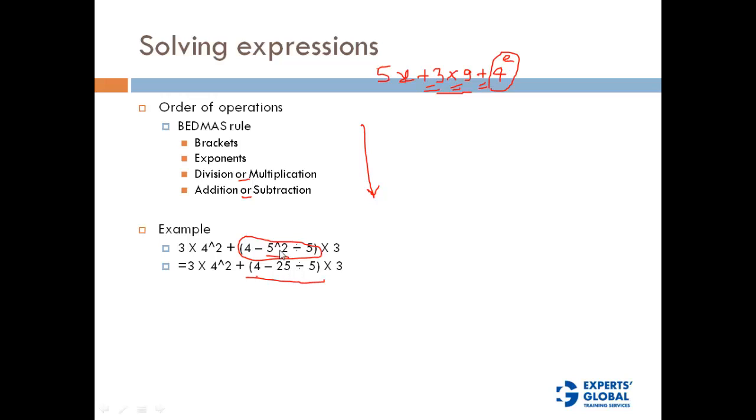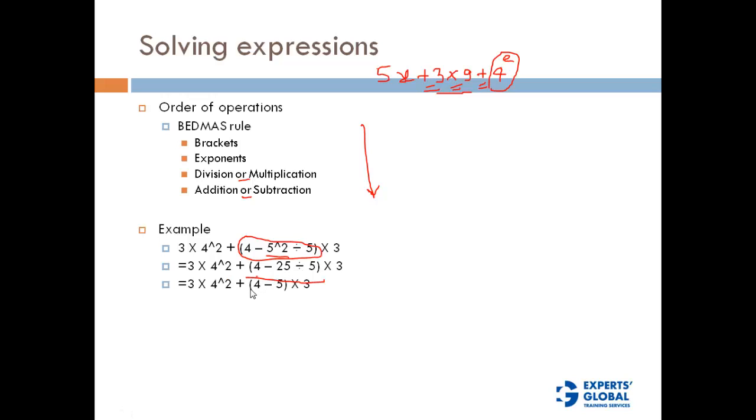So 25 is basically 5 raised to 2 into 3. We haven't touched this part also, right? So we still have the bracket, so we will have to continue working on the bracket itself. So we have 4 minus 25 divided by 5. Out of this minus and division operation, we'll select the division operation first, because that is what the rule says. So we'll perform 25 divided by 5 first, which is 5.